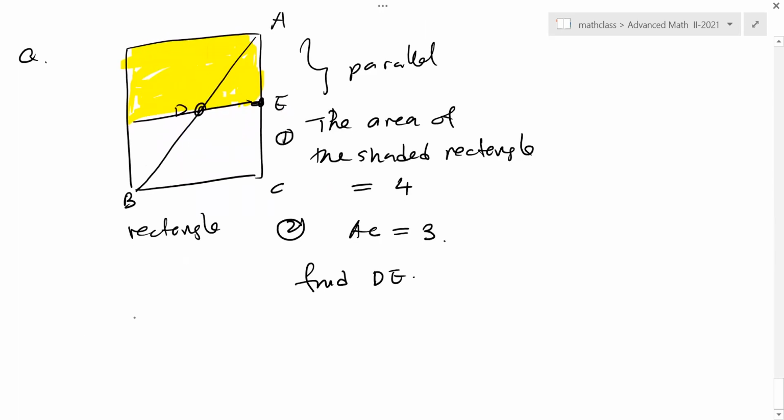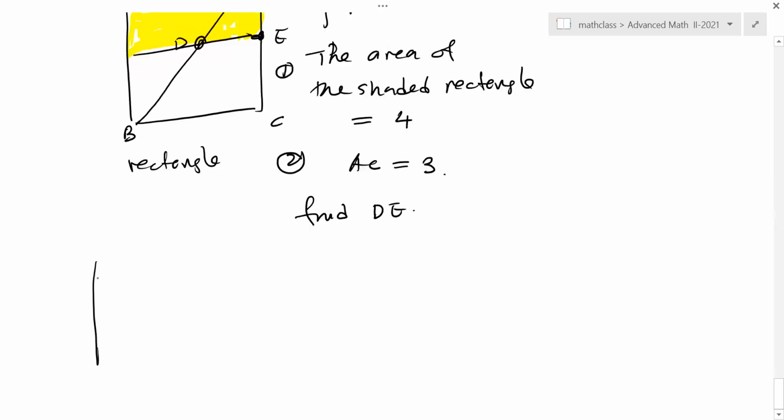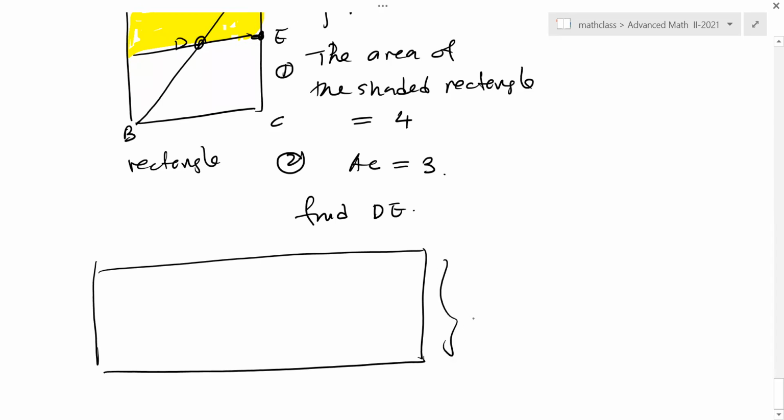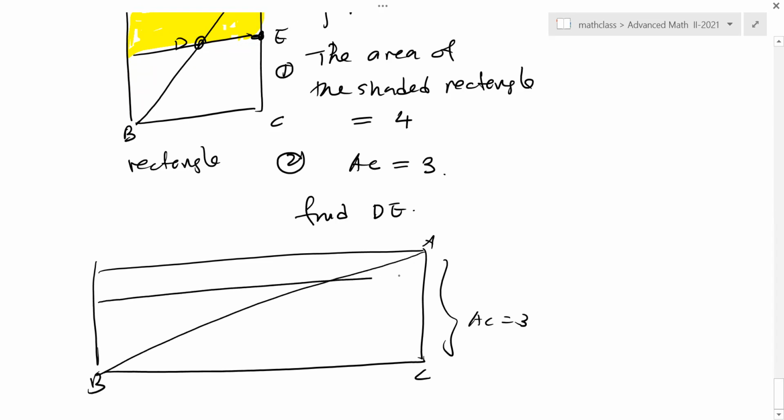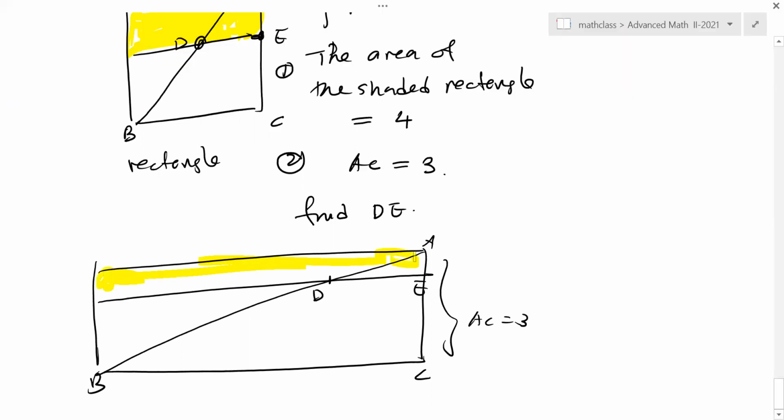I should have said that the dimension may be very long. It's not uniquely determined. But this side AC is going to be 3, and then A, C and B. But there is a possibility. I'll just show you a picture. Maybe D is a constant, but the area of the shaded rectangle is very long.